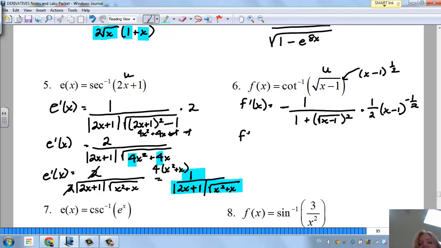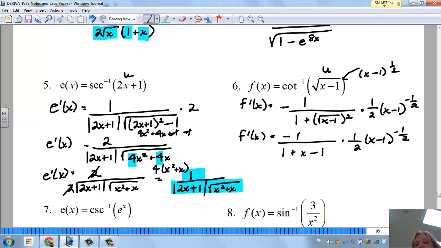Now basically it's just algebra making this look nicer. So when I do this, I look at it and like, okay, this is cool. I've got this going on here, so you can do this part first if you need to. So I have negative 1 over 1 plus, now the square root of x minus 1 squared is going to be just x minus 1 times 1/2 x minus 1 to the negative 1/2. And if you'll see, these are gone. Thanks for playing. And I said, okay, what do I have left here then?